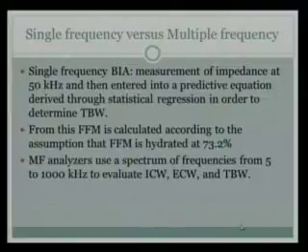You can do single frequency bioimpedance versus multi-frequency. Single frequency is just one current at one frequency, and that will only give you a total body water. It won't give you any information on the extracellular fluid. And from this, you can calculate the fat-free mass. Or you can use a multi-frequency bioimpedance, and we call that bioimpedance spectroscopy. That goes from a range of 5 to 1,000 kilohertz, and that will give you information on the intracellular water, extracellular water, and the total body water.